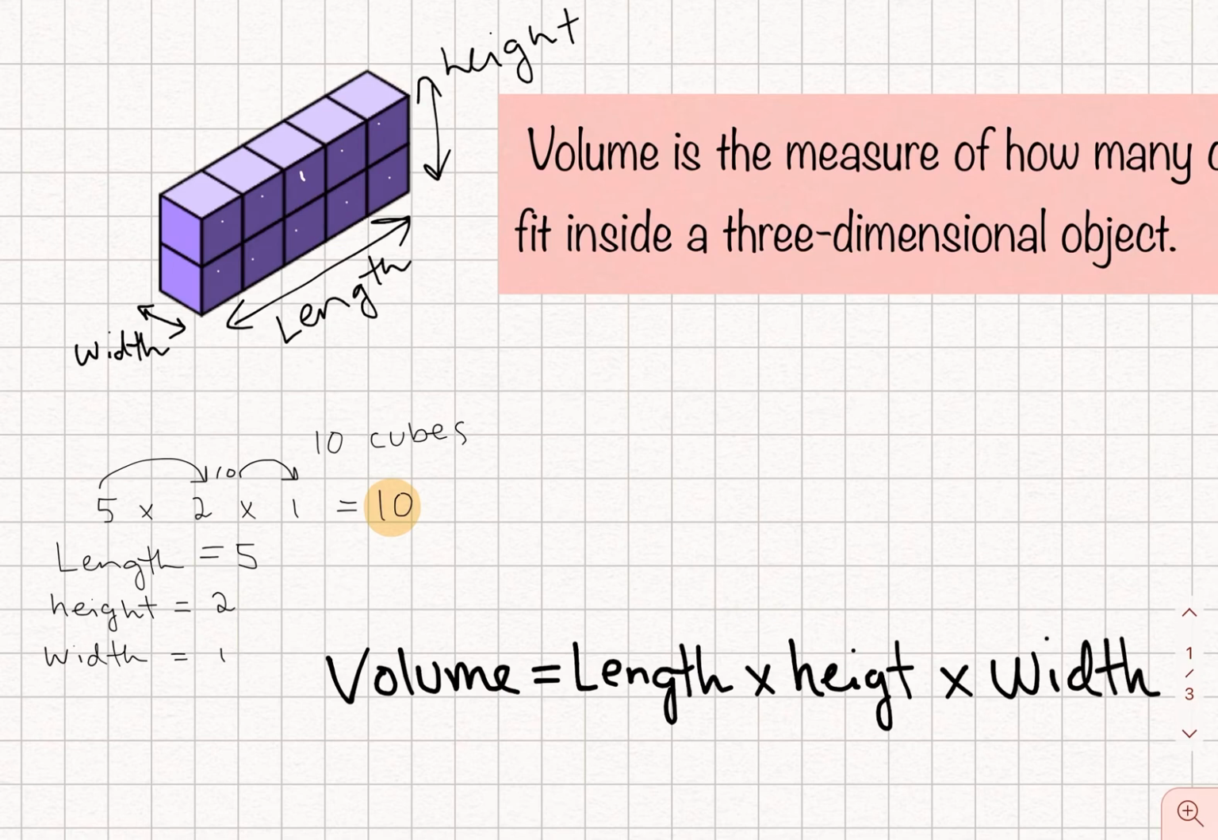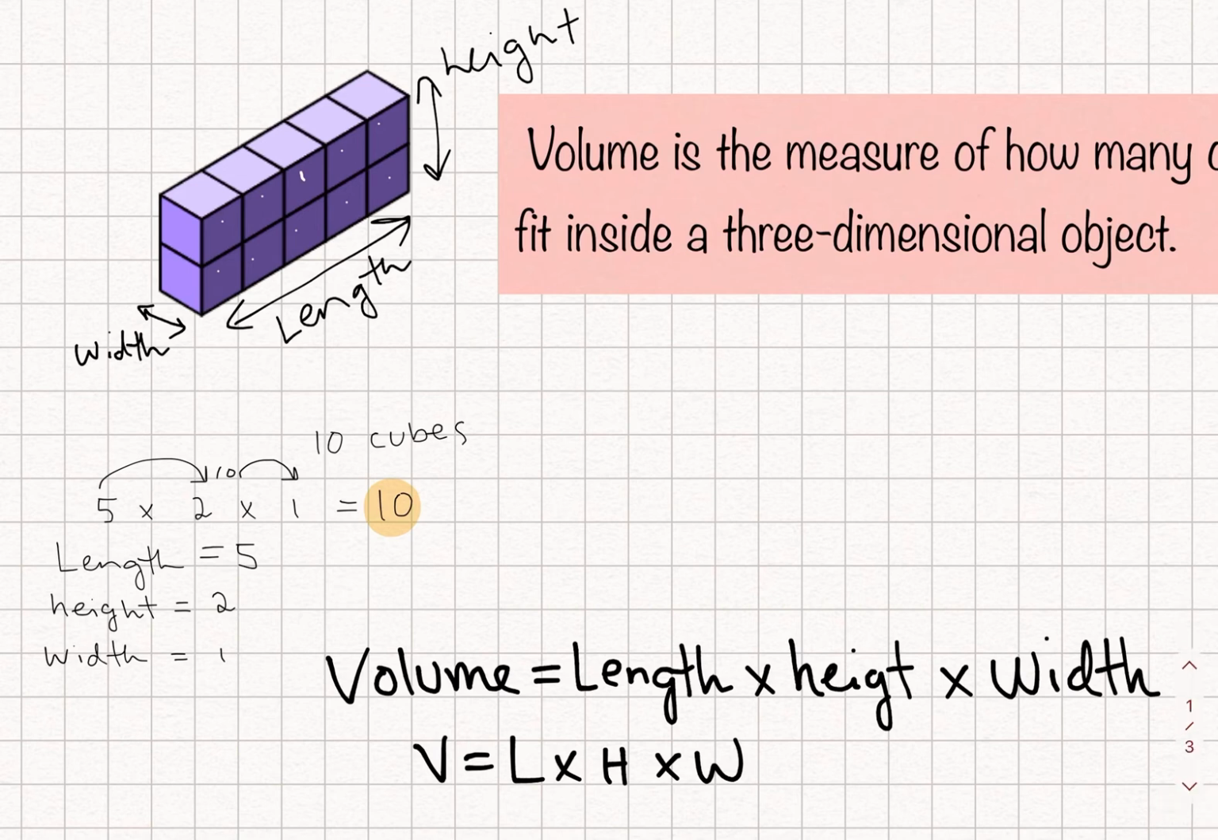If you wanted to just use the first letter of each of these, you could do that too as a shortcut. You could say V equals L times H times W. That'll be a little shorthand that we use. Let's go ahead and do a couple practice problems here together before we move on.